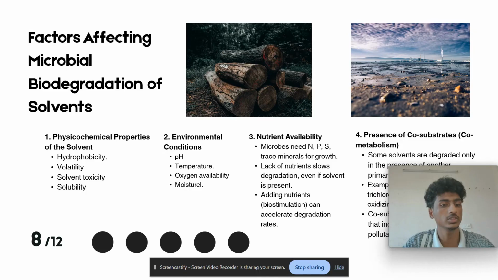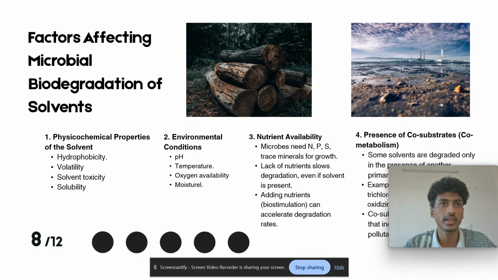Physiochemical properties of the solvent include hydrophobicity. That means how the solvent interacts with the water molecule. If it is hydrophobic, it won't mix with water, and thereby reduces the ability of the microbes to degrade that solvent. The second one is volatility.